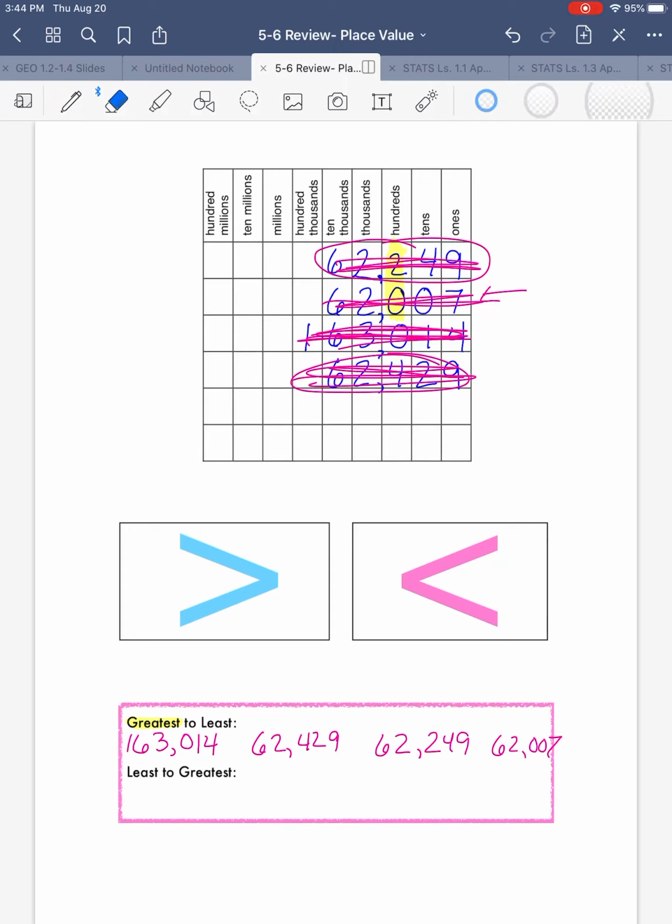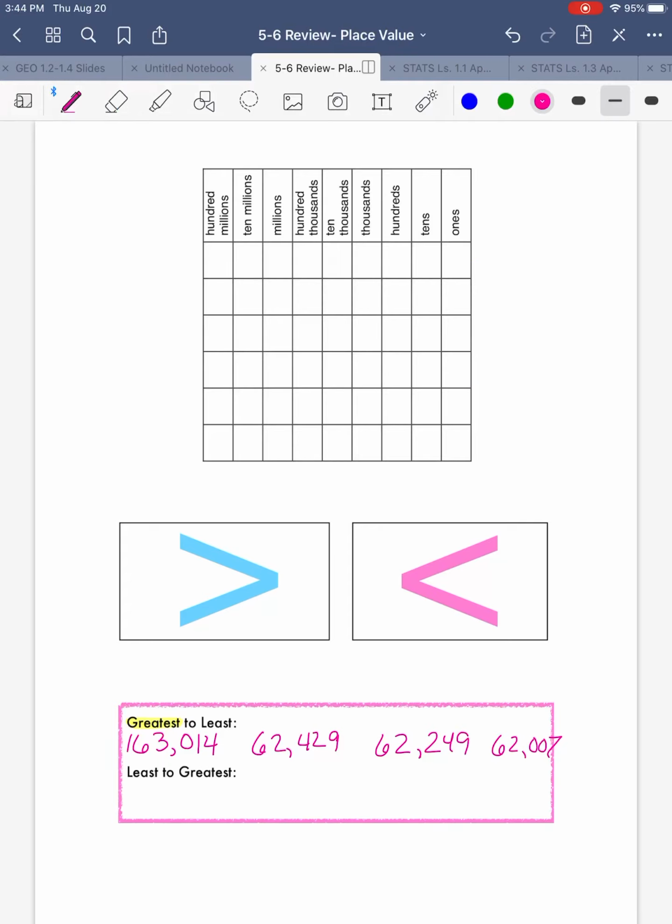So now we'll go ahead and we'll cross these out and we'll do another example. And this time we will order the numbers that I give you from least to greatest. So we're going to find the smallest number. So let me give you the numbers. The first one is 124,696.